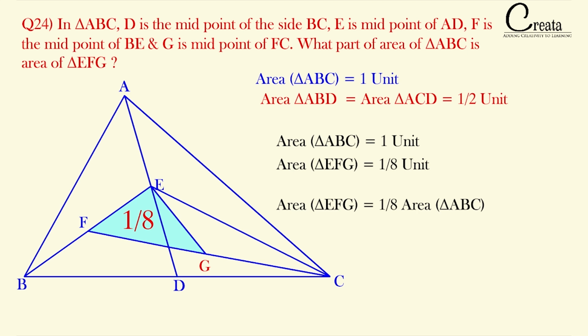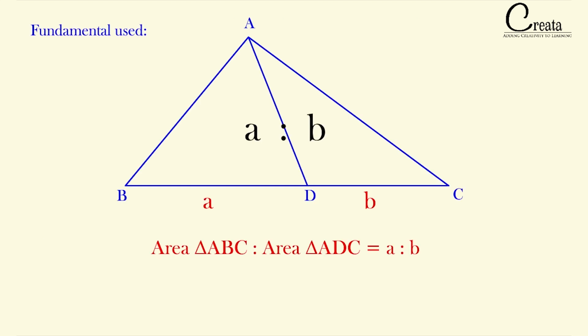The only fundamental that we have used in solving this question is that the ratio of the areas of two triangles having the same height is equal to the ratio of their bases. Based on this fundamental, we have solved this question. Let's move to the next question.